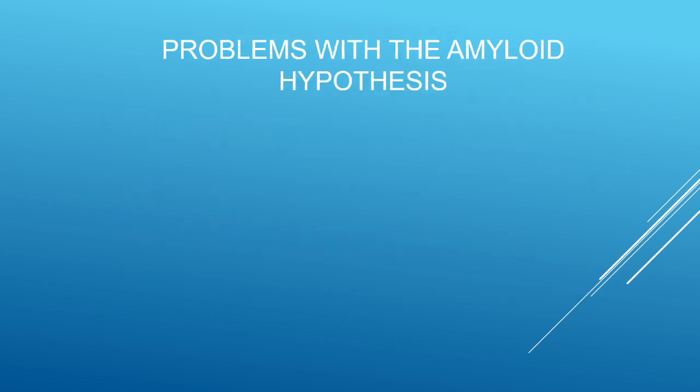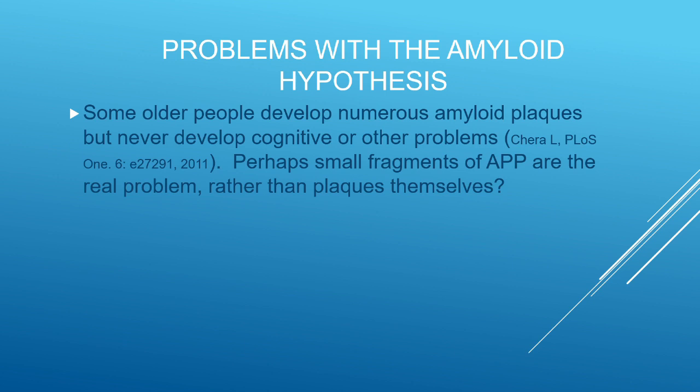There are still some problems with the amyloid hypothesis. One of the problems is that some older people develop numerous amyloid plaques in their brains, but they never have any symptoms. They don't develop memory loss or cognitive or any other problems. So it's more recently thought that perhaps small fragments of the amyloid precursor protein are the culprits and maybe have some sort of toxic effect on neurons, and then also can accumulate into plaques, which are not necessarily themselves the main problem.